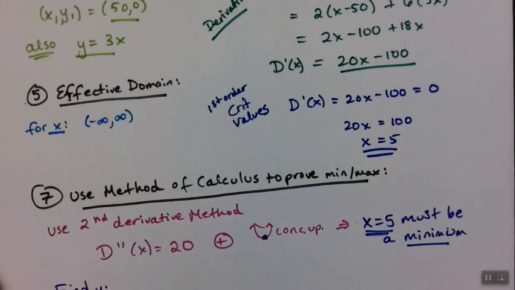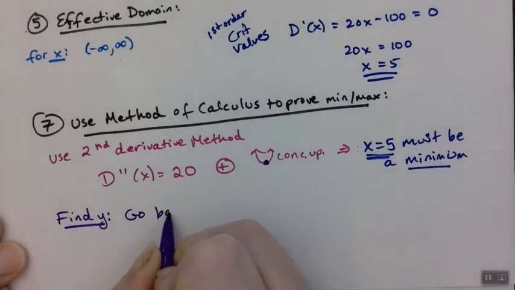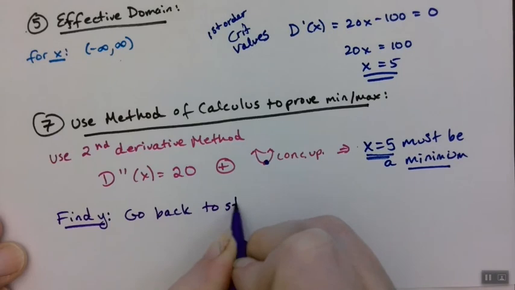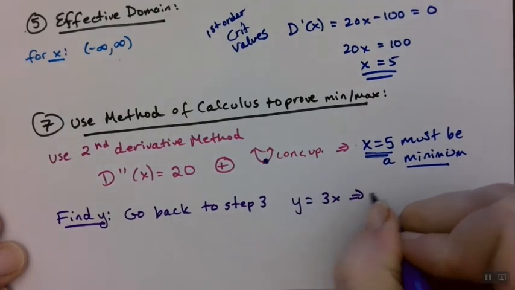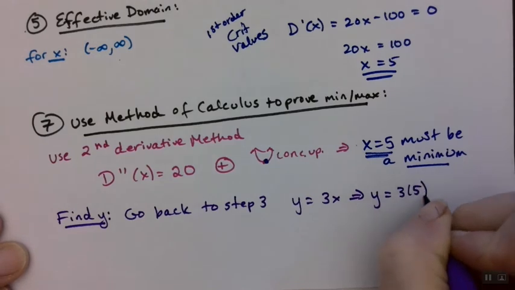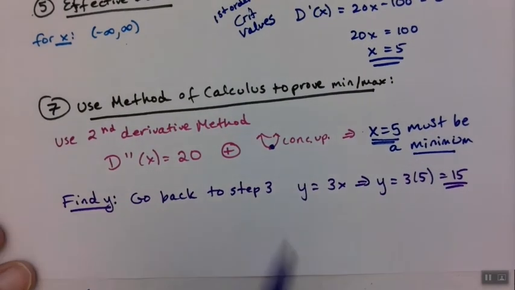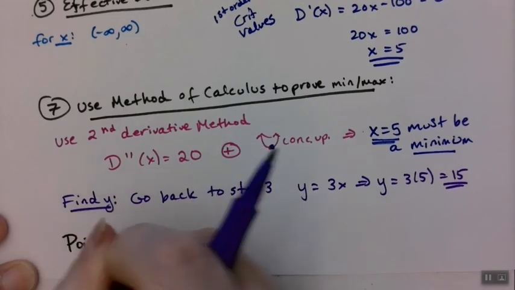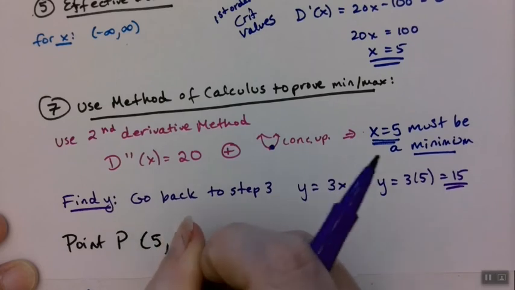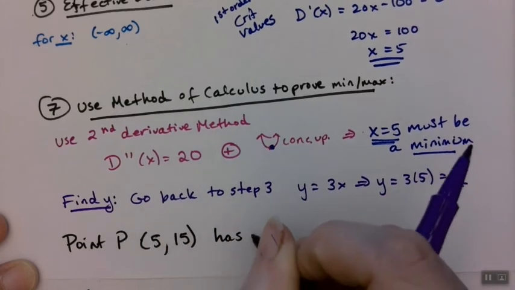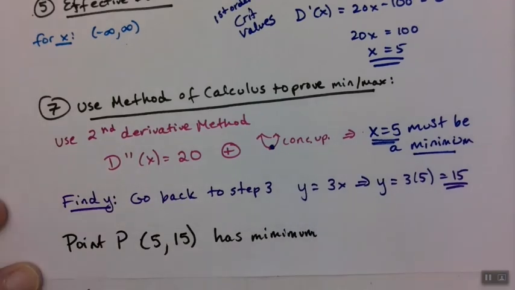So we need to find the y value to get the point. Well, remember, we're going to go back to our constraint right here, step 3 in the constraint. y equals 3x, which means y equals 3 times 5, which is 15. So now I have the point, which is the point P with the minimum distance, 5 comma 15. Then they also asked for what that minimum distance was.